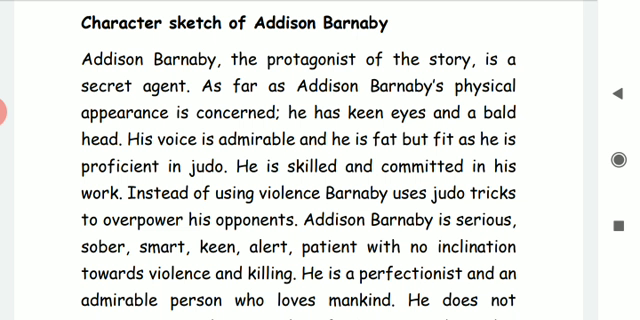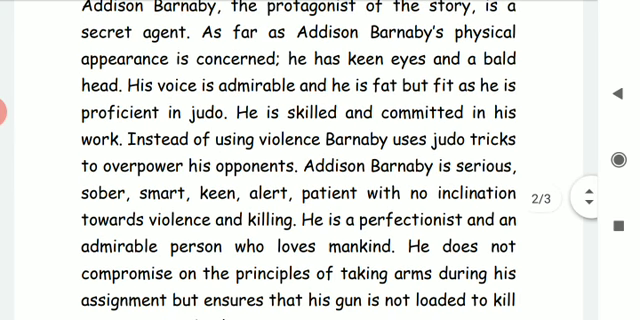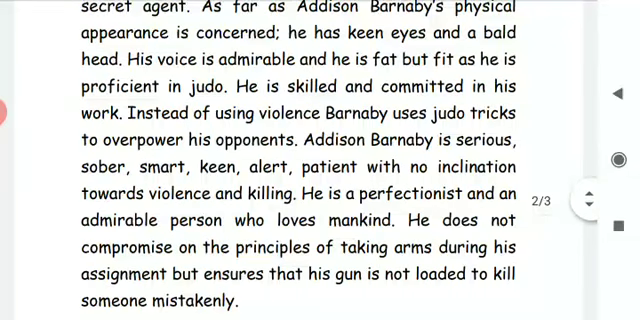He is basically, in the text we understand, he lacks killing instincts. He is a perfectionist and an admirable person who loves mankind. Any person who loves mankind can't be a violent worker or a violent person. He does not compromise on the principle of taking arms during his assignments, but ensures that his gun is not loaded to kill someone mistakenly.